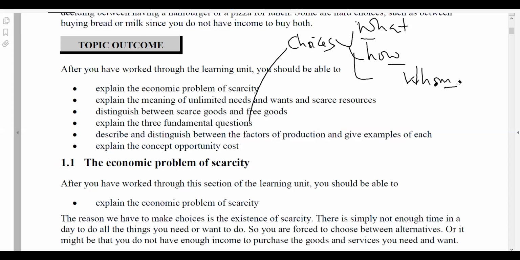So we want to make use of an example so that you can see how we apply the 3 W's. Okay, let's think about the what question. How does it arise, the what question? What do you think people could want?